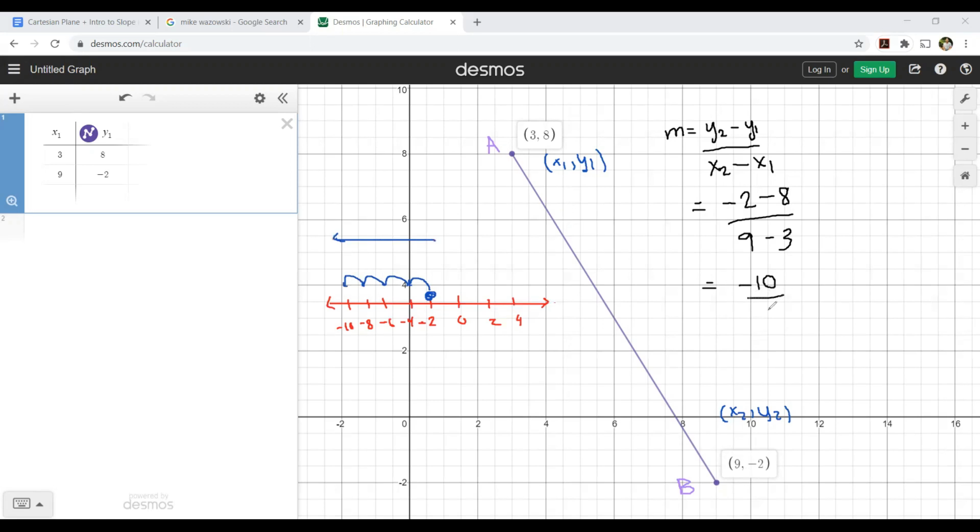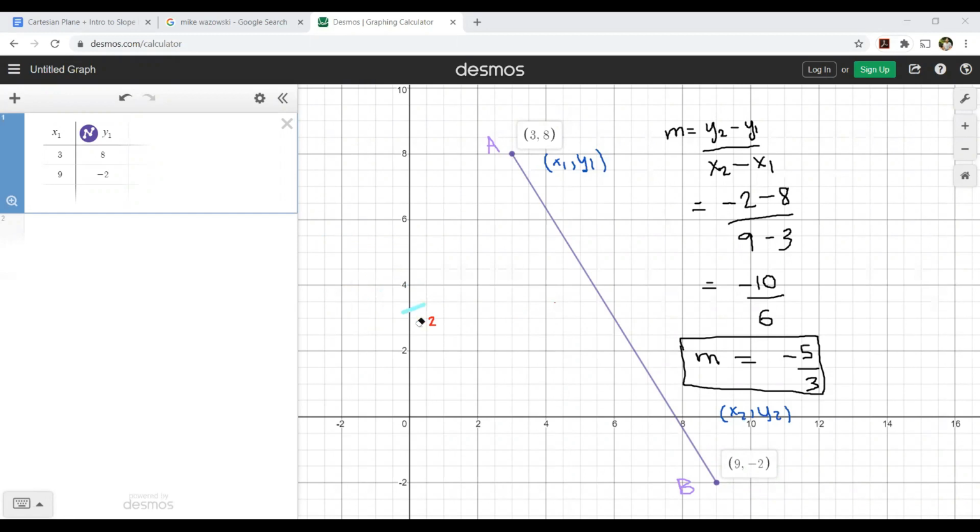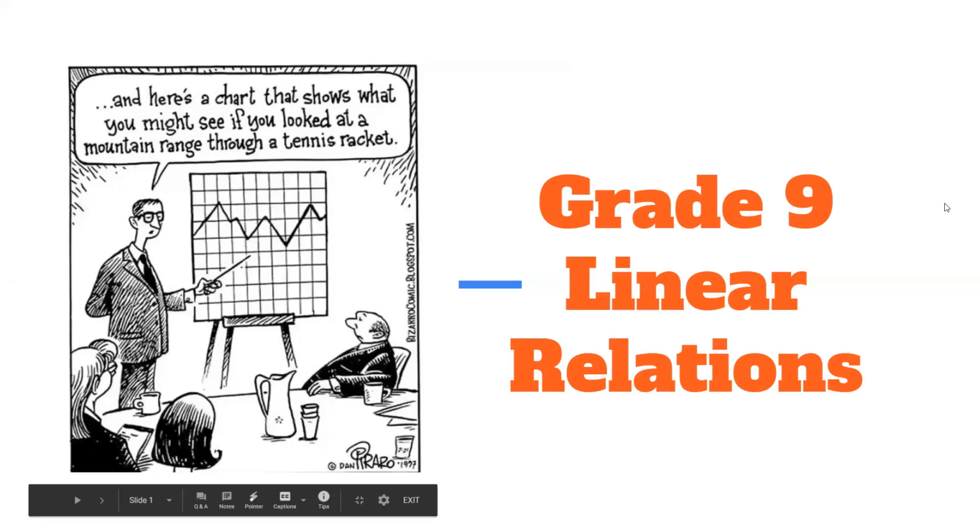On the bottom, we get 9 minus 3, and that's pretty straightforward. And we get 6. So from here we find that the slope of our line is negative 10 over 6. To simplify this, we can divide both the top and the bottom by 2 and say that our slope is negative 5 over 3. And again, for our last statement, this means that for every 5 units that we go down, because it's negative, we go 3 units to the right. And that's the end of our lesson.